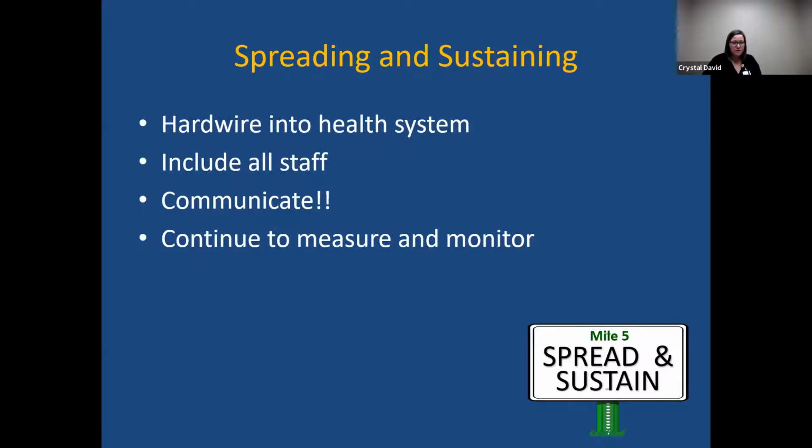Include all staff. So maybe you did a small group of it right now, but now you want to train your entire residency program, or you need to bring in all of the front desk staff. Make sure to communicate to everybody why you're doing it, what the expectations are, and don't forget to tell them the why, right? Because you're going to get a lot more buy-in from people if they know why it's important. And then continue to measure and monitor, because just because that change made a difference now, in 5 years, it may be obsolete. If you're still doing it, it's not going to be helpful. And so continue to look at those things.